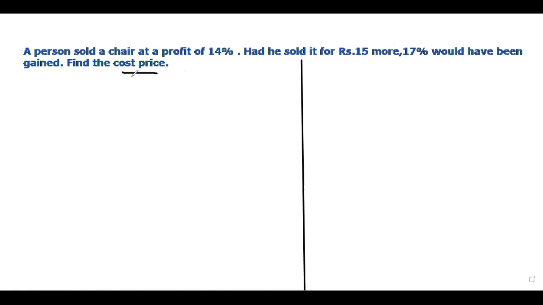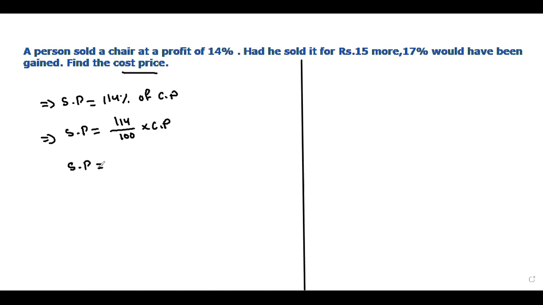For the cost price, first we have to know the selling price. Selling price is equal to 114% of cost price, which is selling price equals 114 divided by 100 times CP. So SP is equal to 1.14 of CP. Now you have the selling price.